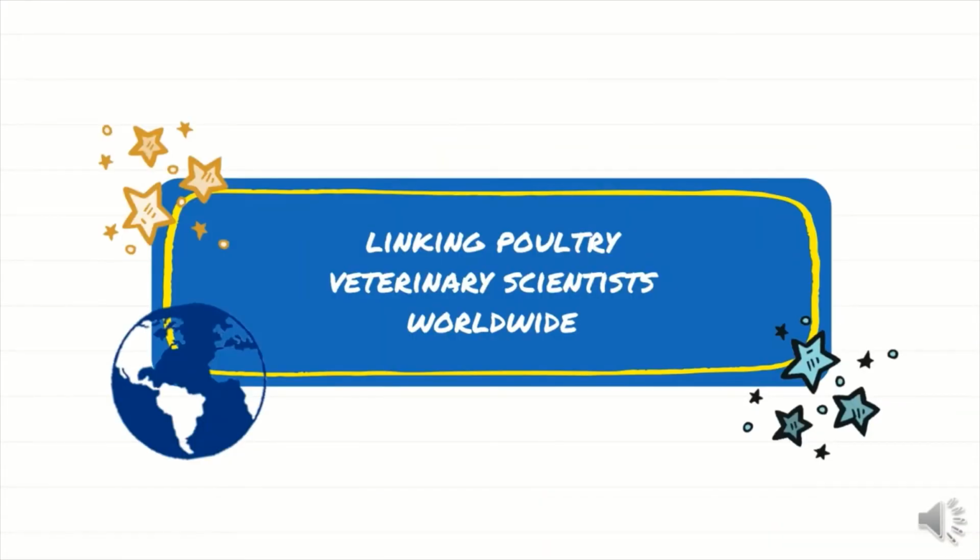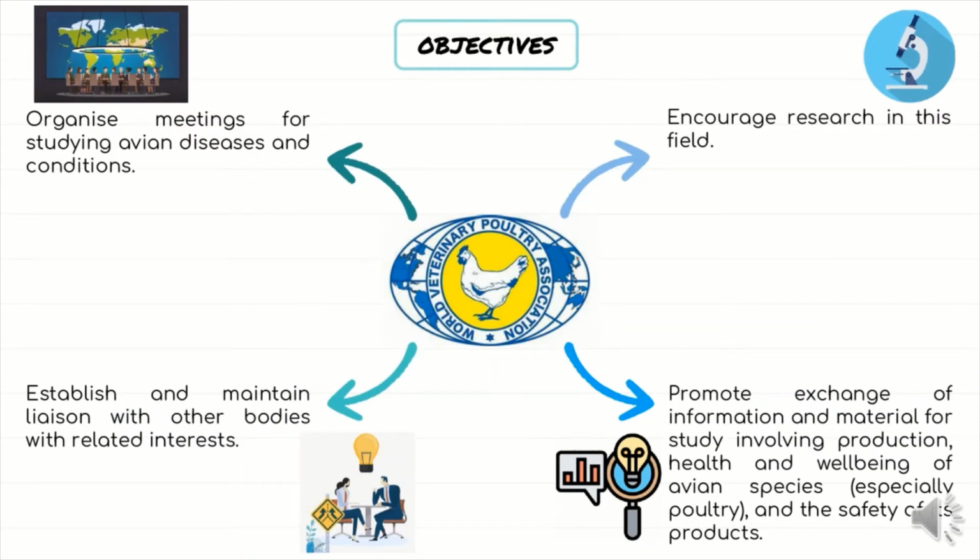WVPA's role can be seen in its mission, which is linking poultry veterinary scientists worldwide. WVPA has 4 objectives, which are also its functions. It organizes meetings, encourages research, and promotes exchange of information and material regarding avian and poultry, and it also establishes and maintains liaison with other bodies of similar interests.